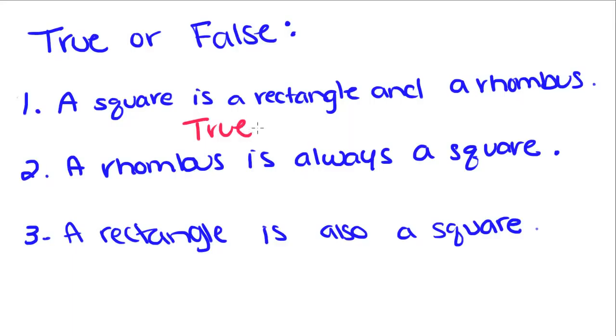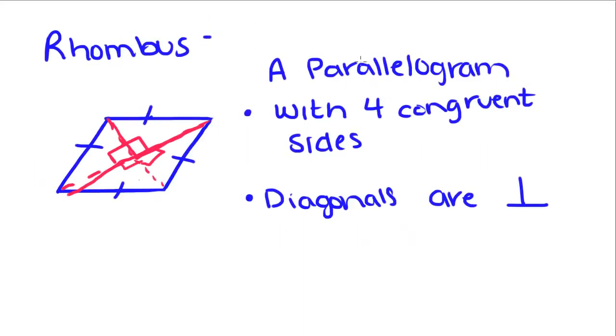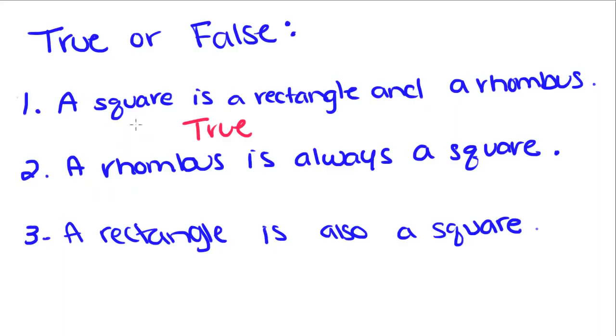So number 2, a rhombus is always a square. If we go back, a rhombus is a parallelogram with 4 congruent sides, but a square has 4 congruent sides and 4 right angles.